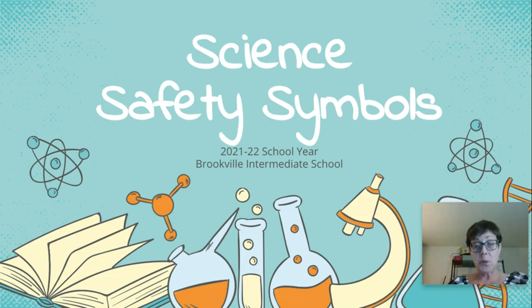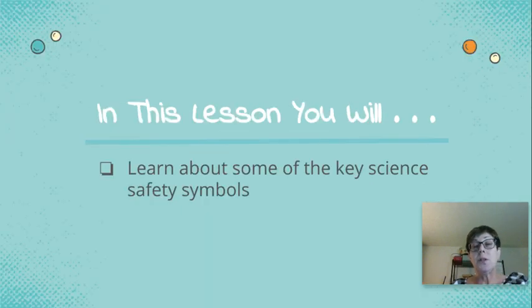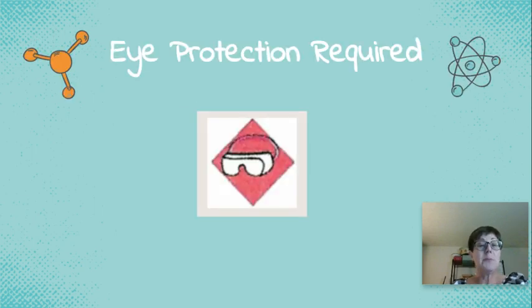We're going to go through this quickly because we're going to have a whole class discussion in about a day or two, so we can ask questions and I can give you more details. You are expected to take notes about these as we go. So we're going to learn some of the key symbols, not all of them, but the ones necessary for our class. So the first one is eye protection.